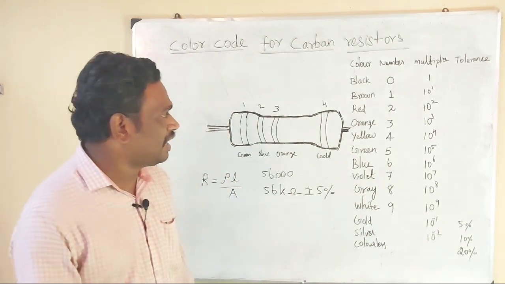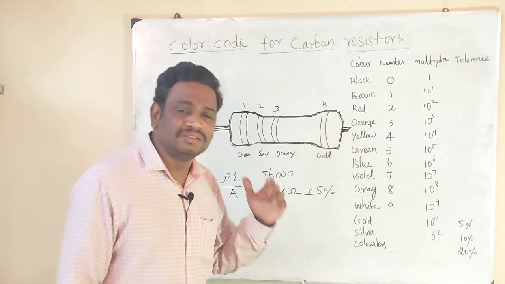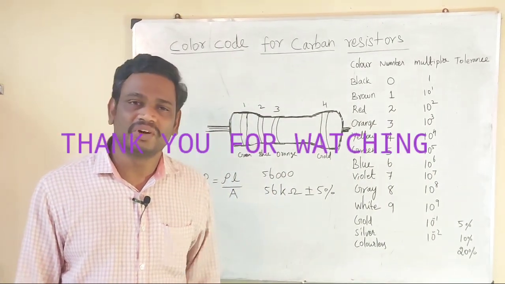I hope you all have understood about the carbon resistor and the multimeter. We will see the remaining in the next class.